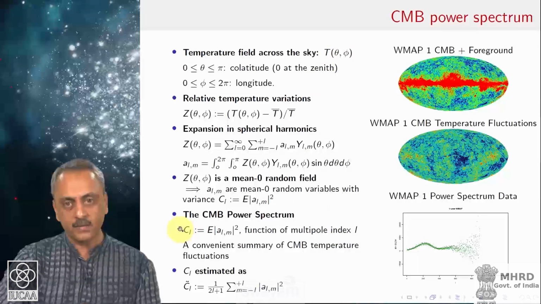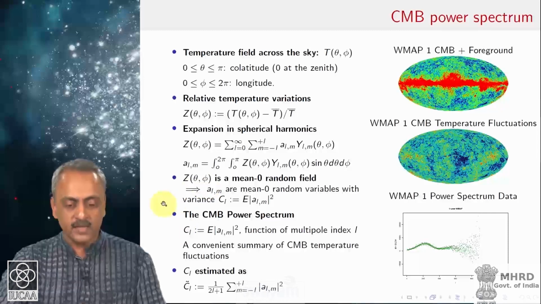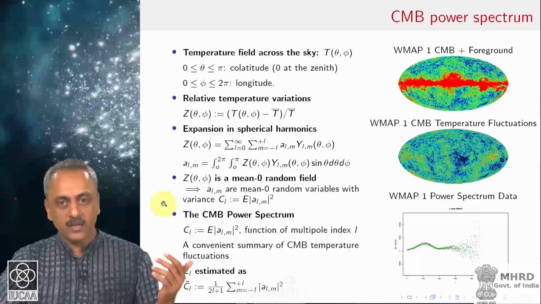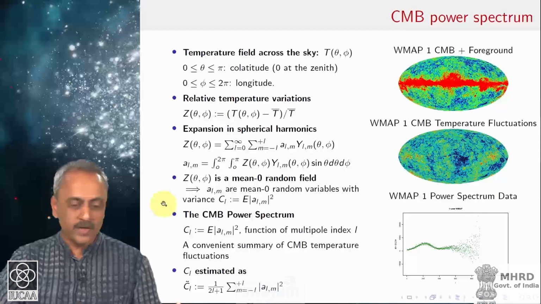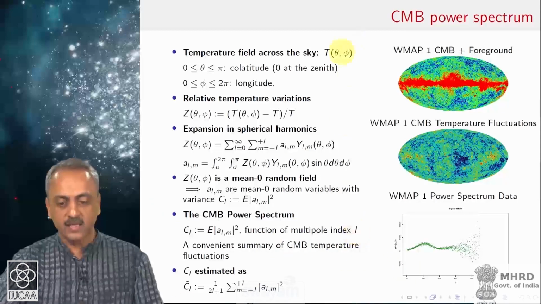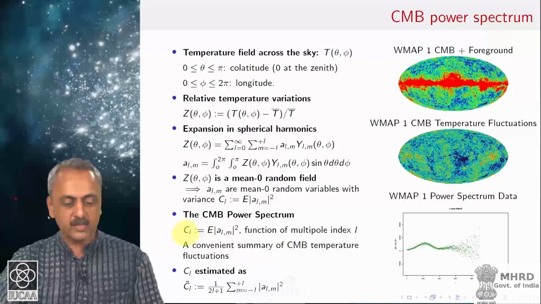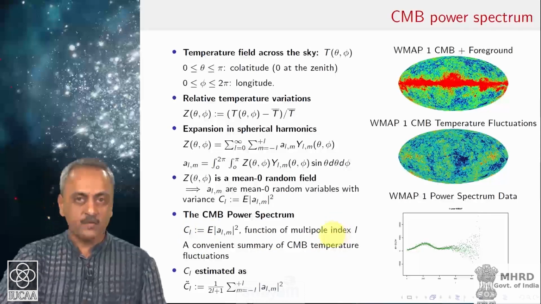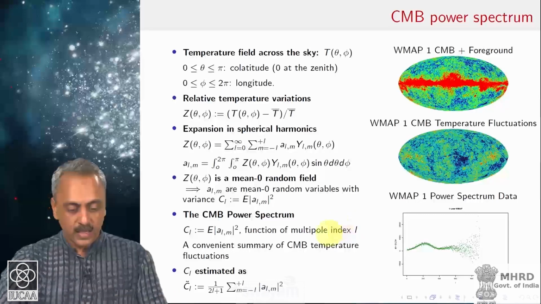The term power spectrum, for those of you familiar with Fourier transforms, is used in a similar sense: when you talk about the power spectrum of a signal, you talk about the magnitude as a function of frequency. Frequency is the conjugate coordinate to time. In the same sense, this multipole index L is related to one of these angular coordinates, and this power spectrum as a function of multipole index provides a convenient summary of the CMB temperature fluctuations.